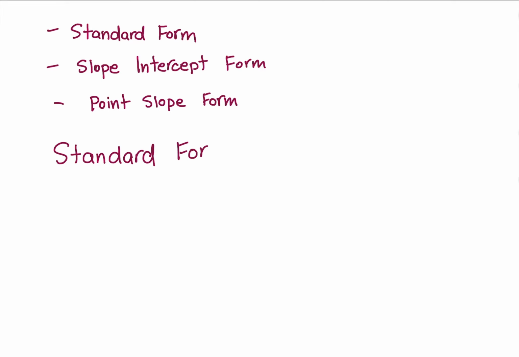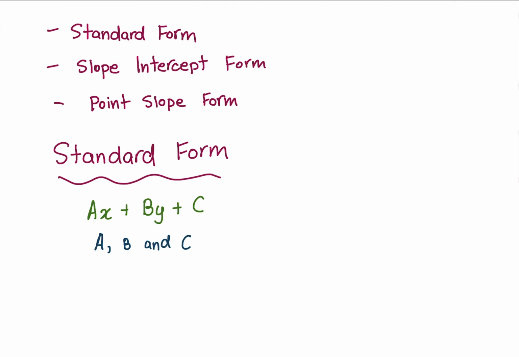The standard form of the equation of a line is usually written in the form ax plus by plus c. With this, we have a couple of rules. Over here we have A, B, and C, and these three are all constants.